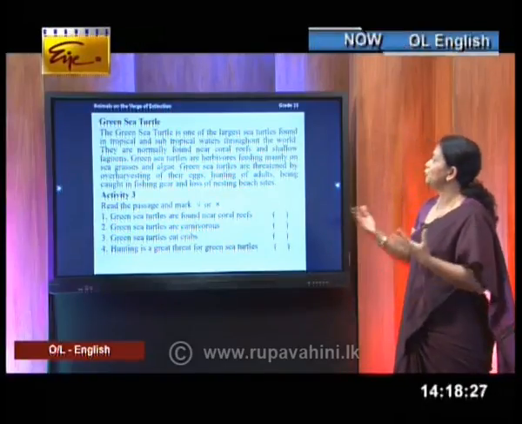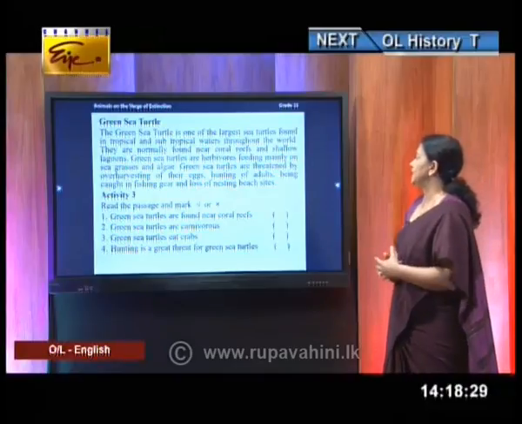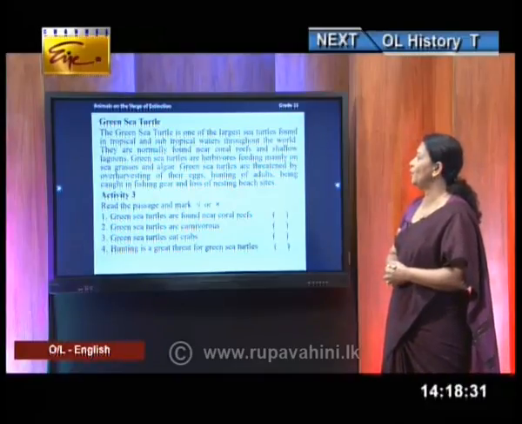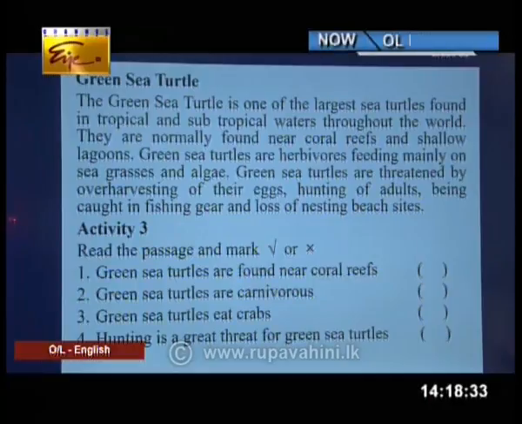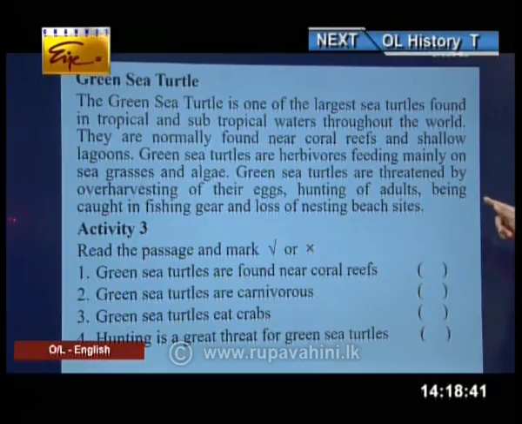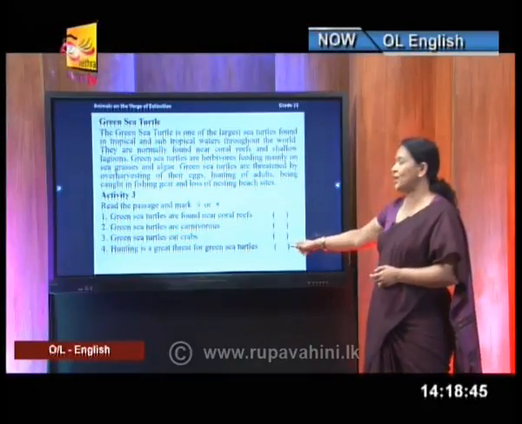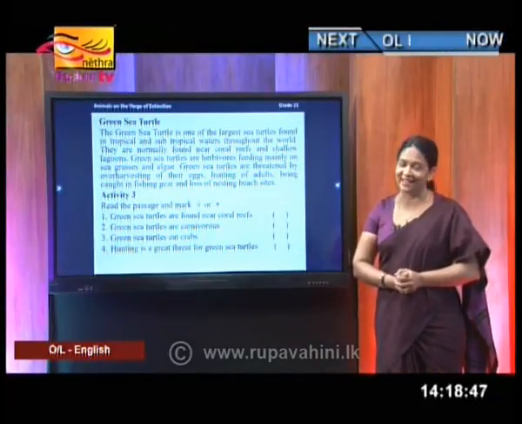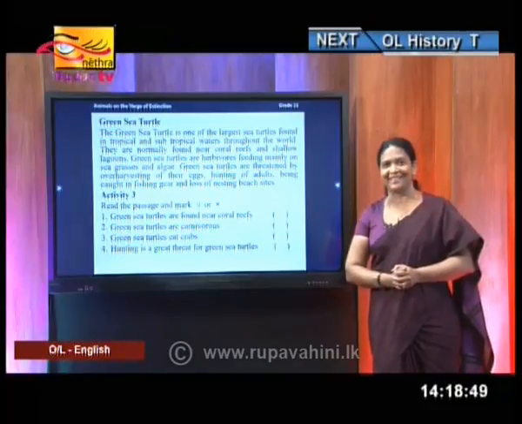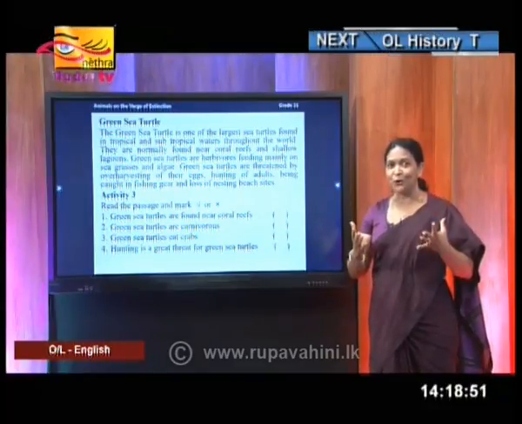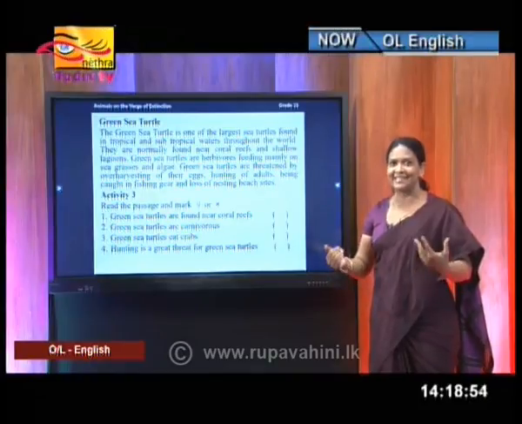Now, again we have to read. Green sea turtles are threatened by over-harvesting of their eggs, hunting of adults, being caught in fishing gear, and loss of nesting beach sites. Now see, the same thing is given, hunting of adults. Therefore, the last statement is also correct. All right. Do you want me to show you how I have marked it? Let's see.